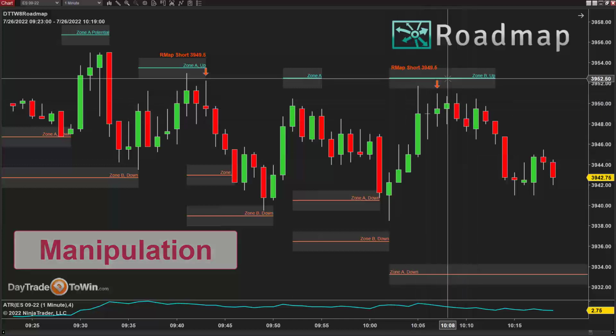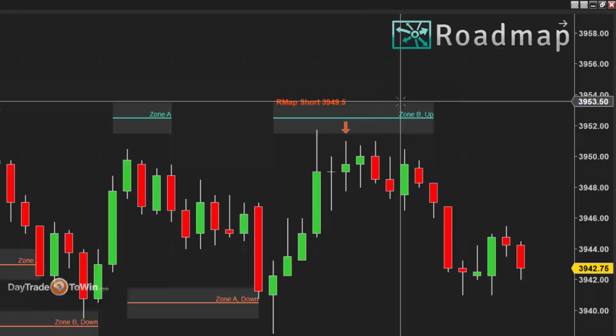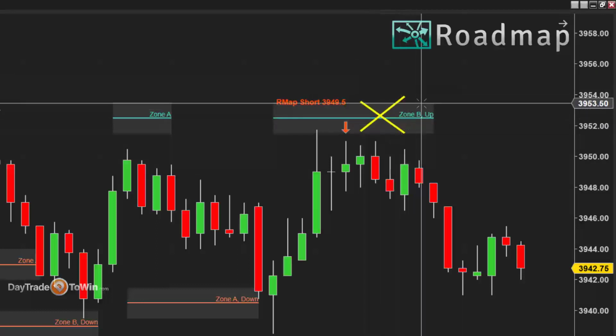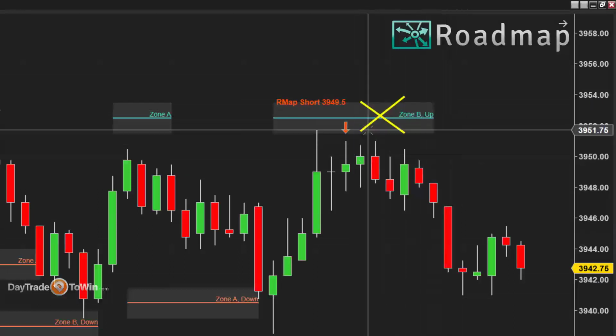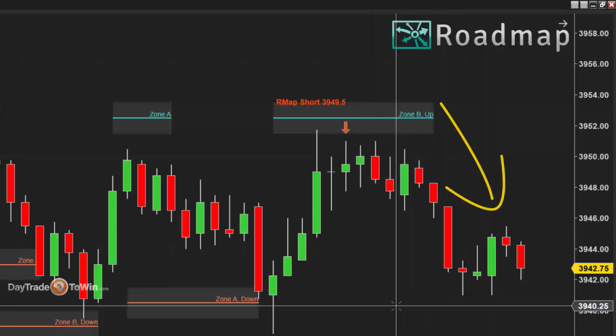So whenever the market hits this roadmap, we look for a reversal. Now if it doesn't and it goes through the zone, that means the zone is penetrated. We look forward to the next zone and we can take any trade that we want, long or short. So in this case, the market hit the zone as anticipated and reversed off the zone.